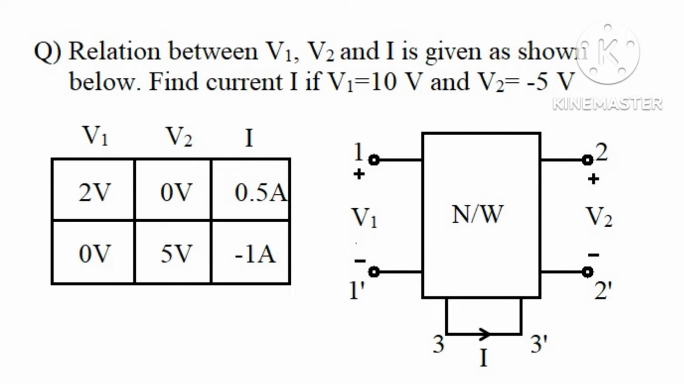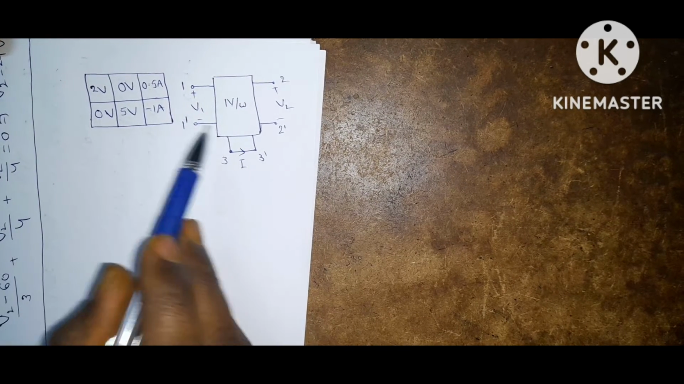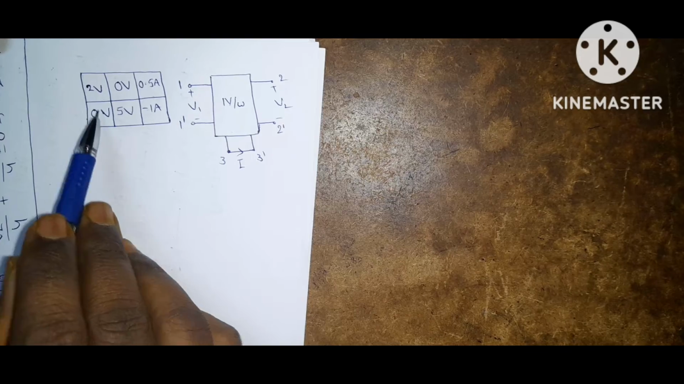Hello everyone, we are solving problems on the superposition theorem. In the next question, the relation between V1, V2 and I is given as shown below. Find current I if V1 equals 10 volts and V2 equals minus 5 volts. This is the network and this is the table.